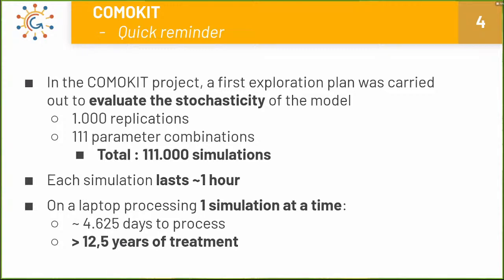And so in the first exploration plan that we carried out to evaluate the stochasticity of the model, we defined that we would run 1,000 replications over 111 parameter combinations, which gives us 111,000 simulations. And one simulation lasts around 1 hour. So if we made this exploration on a computer which processes one simulation at a time, it took us more than 12 years to process all the simulations. So we quite simply understand that one computer is not enough.